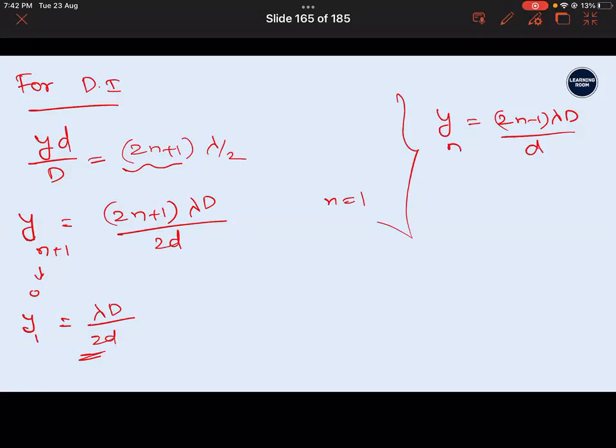So the bright spot formula is nλD/d. The dark one has two structures. What are they? (2n+1)λD/2d. You can use either this or this, not both simultaneously. If you're using the first one, you need to ensure that y has a suffix of n+1. If you're using the second one, you need to ensure that y has a suffix of n. Be careful.